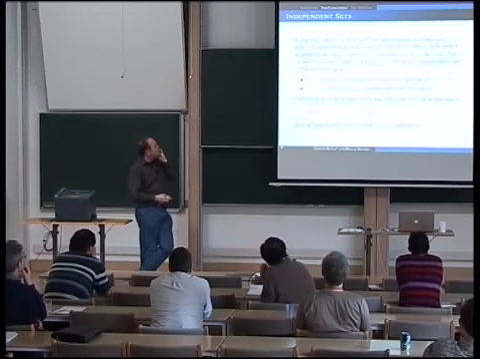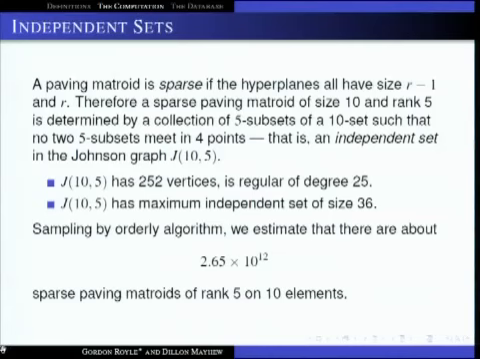Now, there are some special paving matroids where all the hyperplanes have size only r-1 and r. And they're called sparse paving matroids. And I can just tell you the ones that have size r, because the ones with size r will cover a whole bunch of r-1 sets, and there'll be some r-1 sets left over, but we just take all of those to fill out our sparse paving matroid.